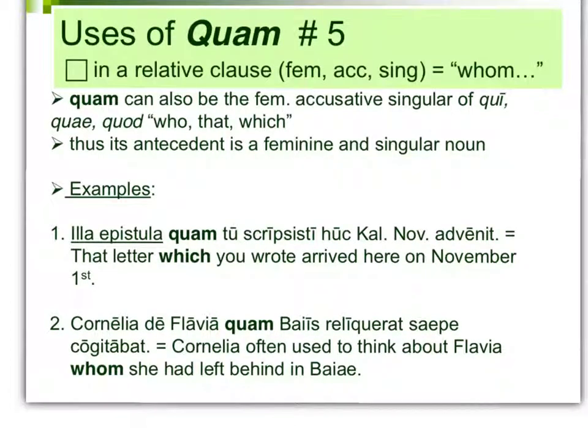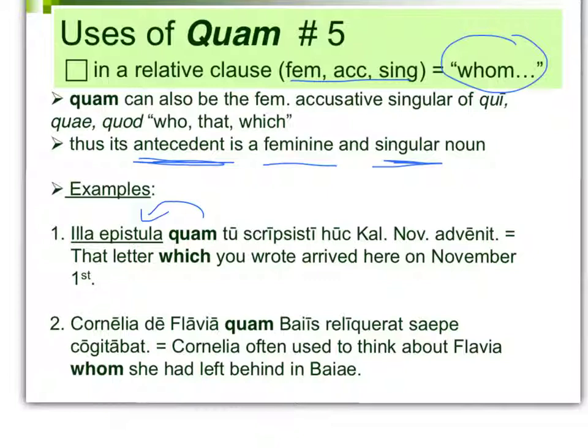So quam, as a relative pronoun, is the feminine accusative singular, and it means whom, and it refers back to an antecedent that must be feminine and singular. So here in the examples, illa epistula quam, quam refers back to epistula, that letter, which you wrote, arrived here on November 1st, on the Kalends of November.